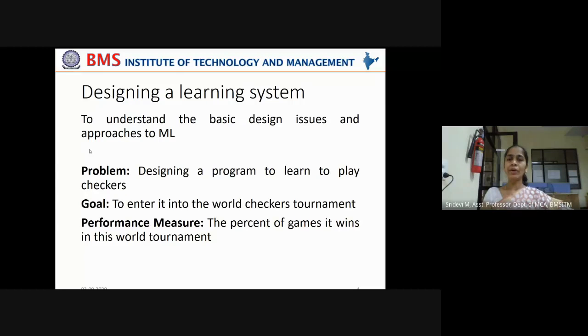When you are trying to apply a machine learning technique to a problem area, you need to understand what is the problem area you're going to cover, what are the boundaries for that problem you're going to address, and what is the scope up to which you're trying to address that particular issue. Okay, for that you have to design a learning system. Now, to understand the basic design issues and approaches to machine learning, we have to start with how to design a problem first.